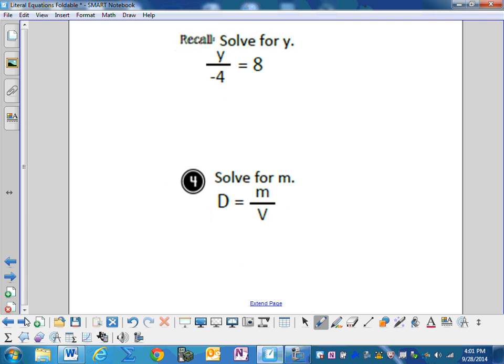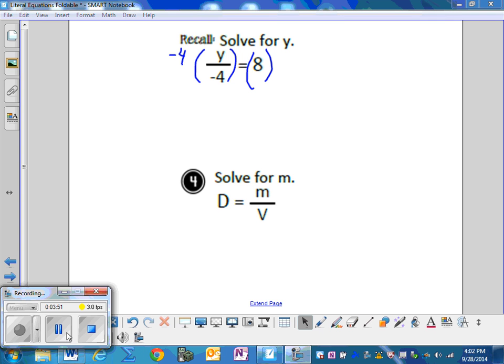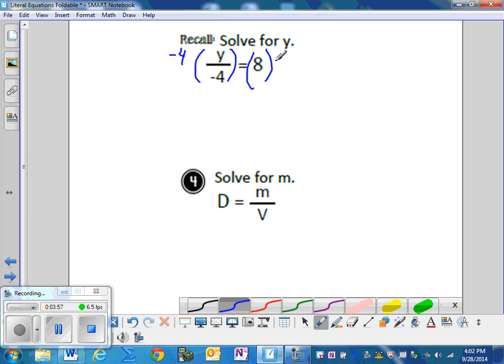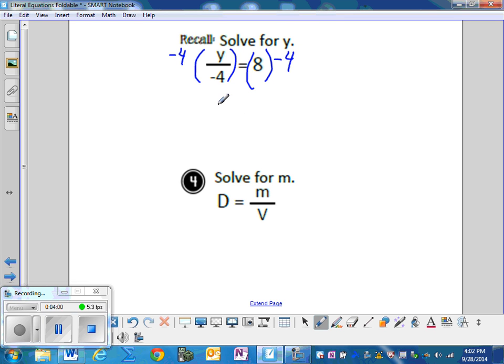Solve for y. y divided by negative 4 equals 8. So we want to eliminate the denominator. We want to undo division. We're going to multiply each side by negative 4. y equals negative 32.